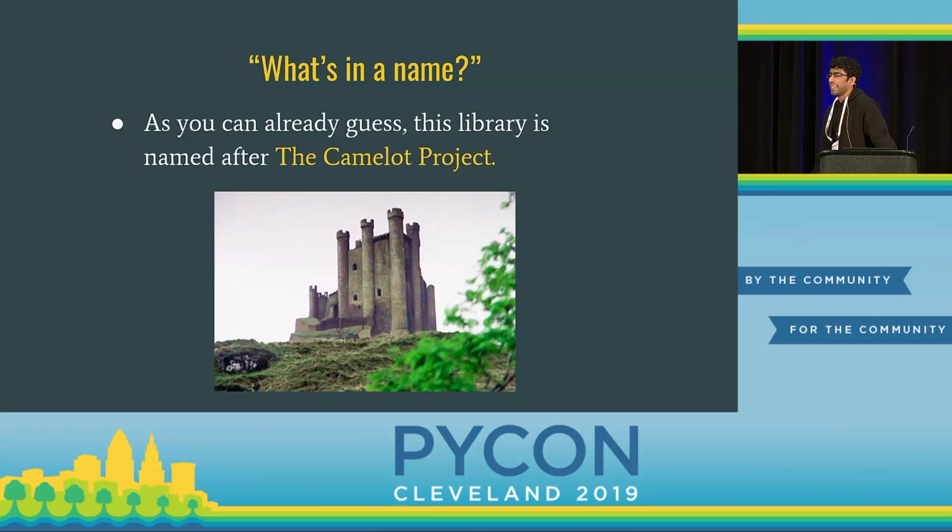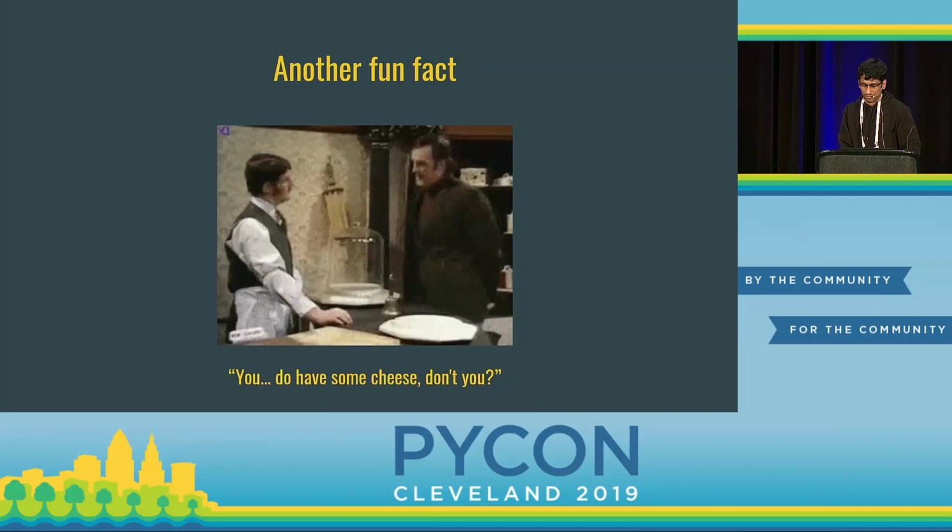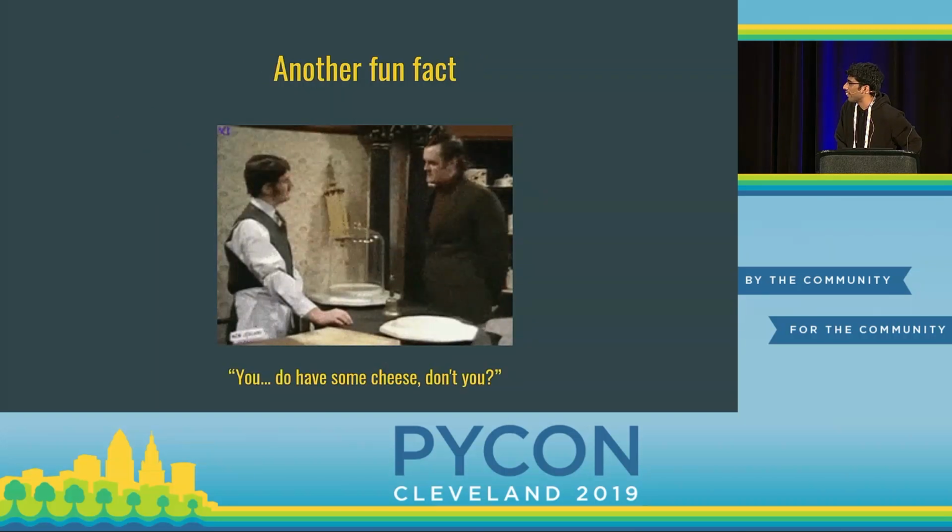So as you can already guess, the library was named after the Camelot project. A fun fact, Camelot is also the name of the castle in Monty Python and the Holy Grail, which is the movie by the same comedy group. Another fun fact, the Python package index was initially called the cheese shop based on the Monty Python cheese shop sketch. You should check it out.